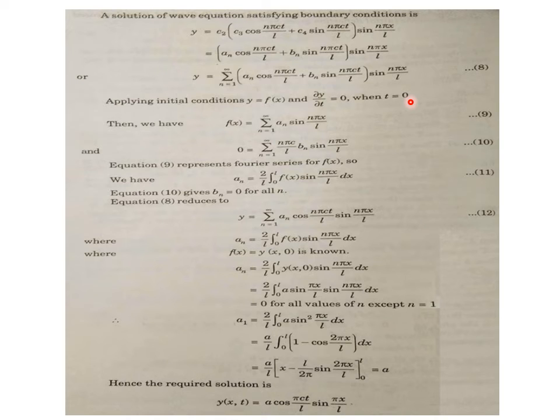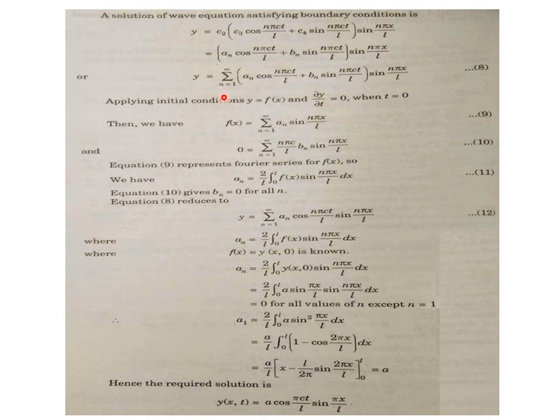So if we substitute t equals 0 and y equals f(x) in equation 8, what becomes? y equals f(x), fine, and t is 0 means sin 0 becomes 0. So it becomes sigma n equals 1 to infinity of an, and t is 0, so cos 0 is 1, so it's an into sin(nπx/l). So equation number 9 is obtained by the process.